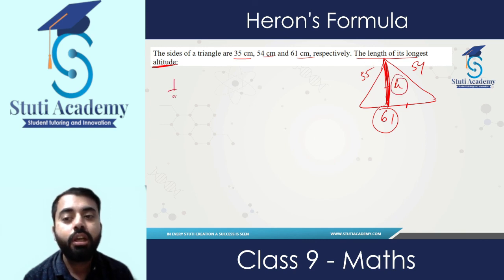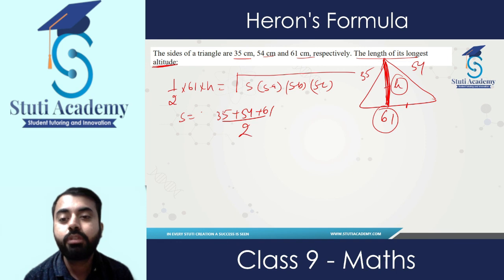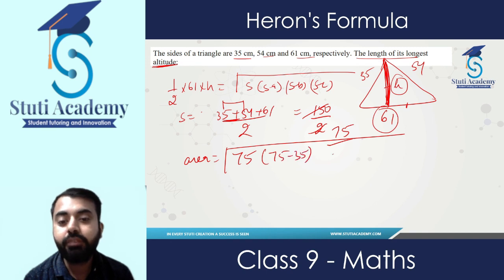I know again half into 61 into height will give me the same answer as root of S, S minus a, S minus b, and S minus c. I have to find S now. S is 35 plus 54 plus 61 divided by 2. 35 plus 54 will be 89. 89 plus 61: 89 plus 1 is 90, 90 plus 60 is 150. 150 by 2 means 75. Area is now 75, 75 minus 35, 75 minus 54, 75 minus 61, right?